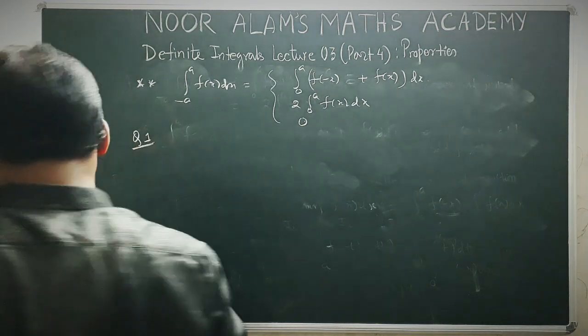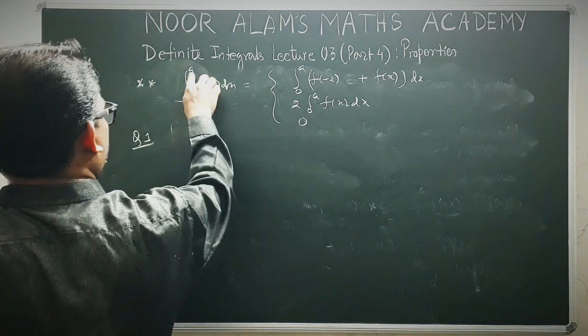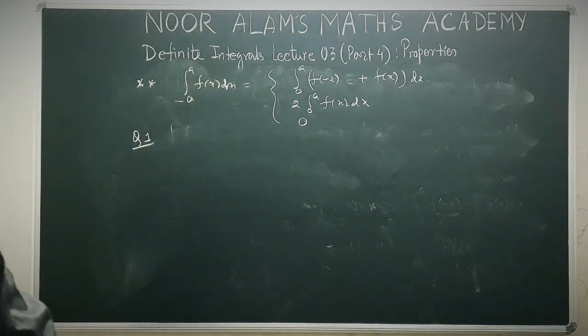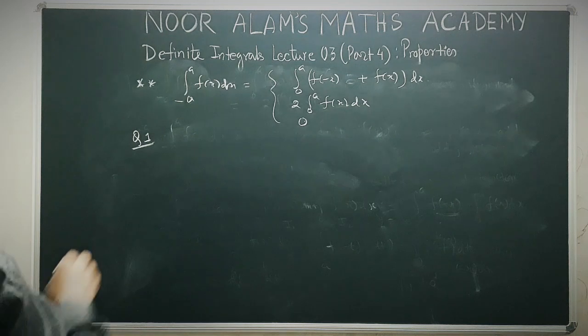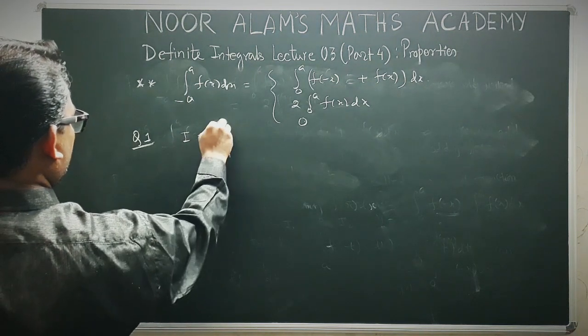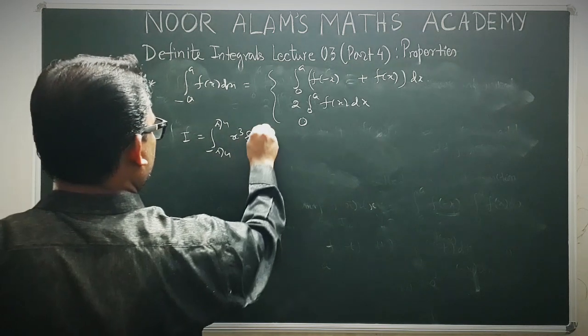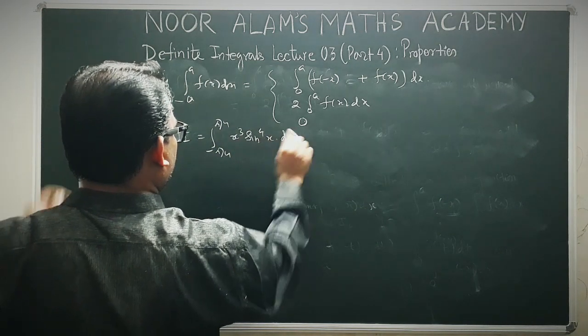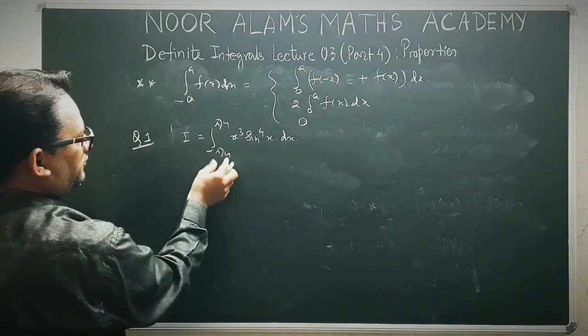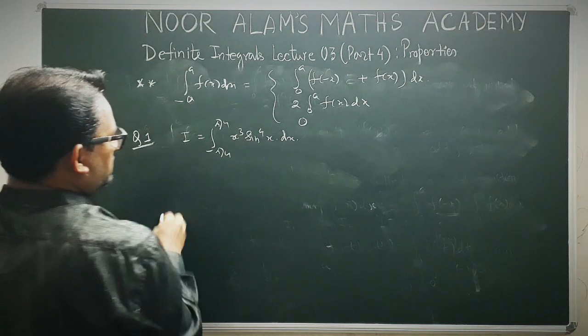Now problem 1, based on this property. When you use this property, always remember these two limits should be the same and opposite in sign. Now the sum is the integral from minus pi by 4 to pi by 4 of x cube sine power 4x dx. Since the limits are given opposite in sign and numerically equal, we have to check whether the function is even or not.